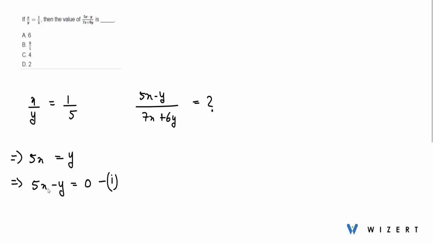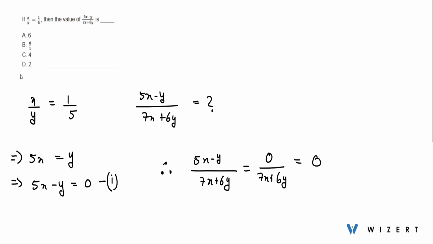But carefully observe that 5x minus y is nothing but the numerator portion of our required number, right? So if any number has its numerator as 0, then the overall number becomes 0. So we can write over here that 5x minus y upon 7x plus 6y will be equal to 0 upon 7x plus 6y, since 5x minus y is 0, which will be equal to 0, right?